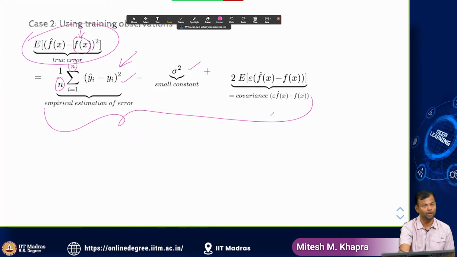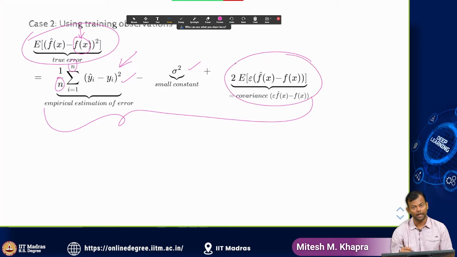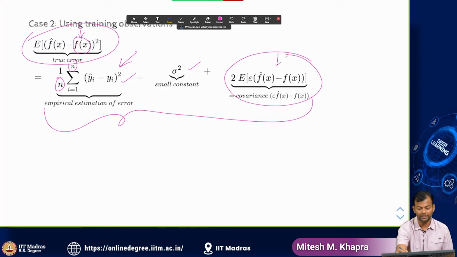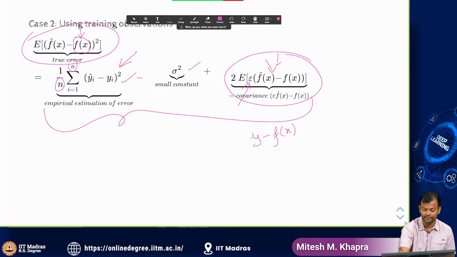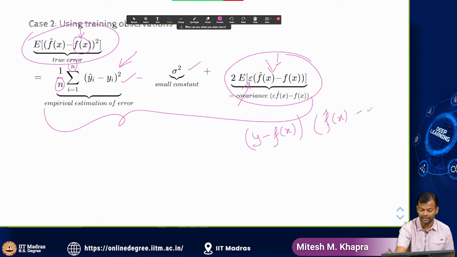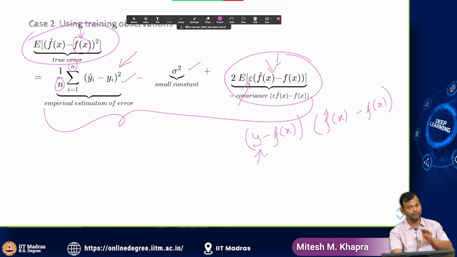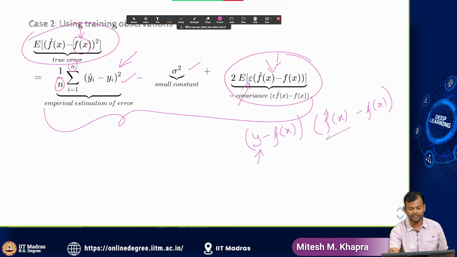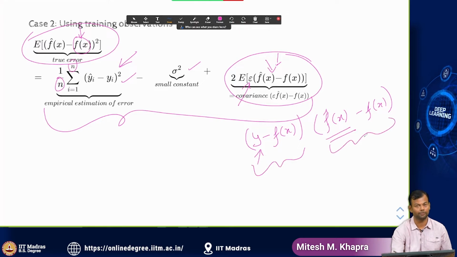This is again a small constant, and now we have this quantity here. Earlier we showed that this quantity becomes 0 because these two are independent. And why were those two independent? Because epsilon was y minus f of x, and the other quantity was f hat of x minus f of x, and we argued that these y's, which are coming from the test data, did not participate in the estimation of f hat x. Hence these two quantities were independent of each other.